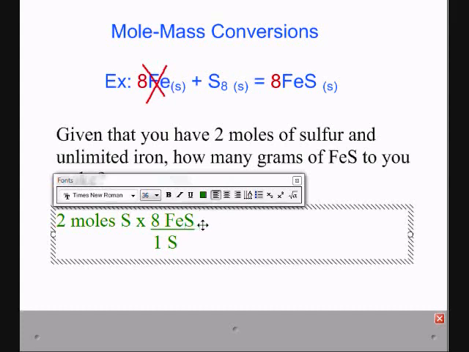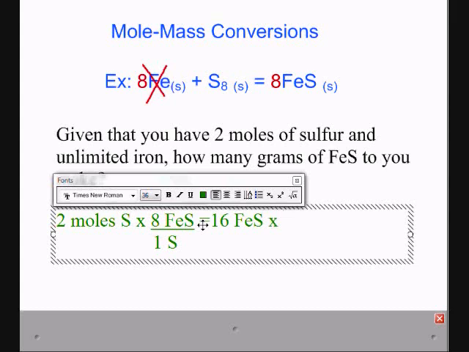Very good. Now if I go ahead and just multiply that, let's do it so it's not confusing: 2 times 8 is 16, divided by 1 is still 16, so I get 16 moles of iron sulfide. But that was not the question. The question was, how many grams do you get? So we need to do an extra step here.